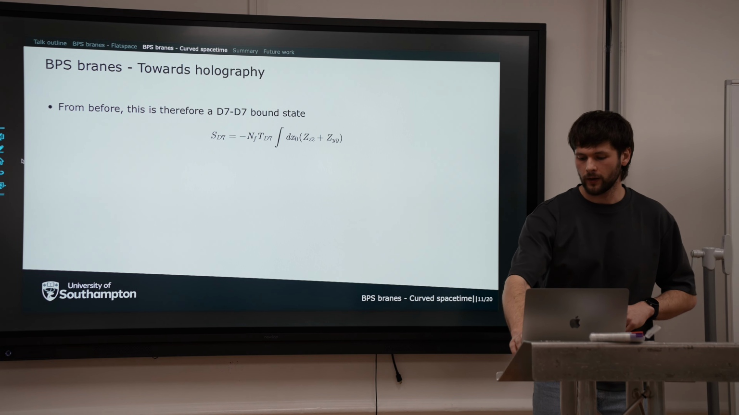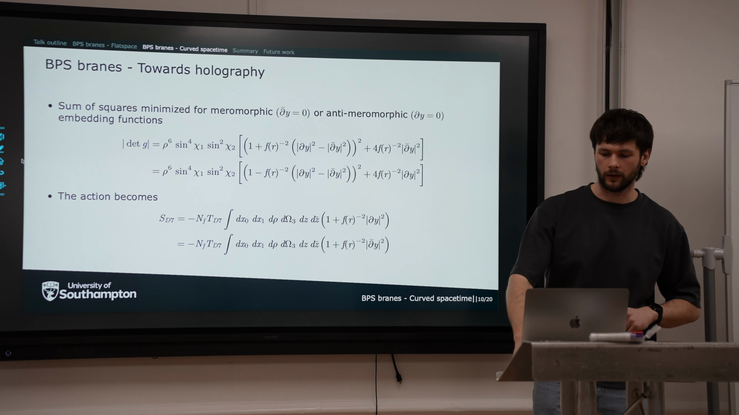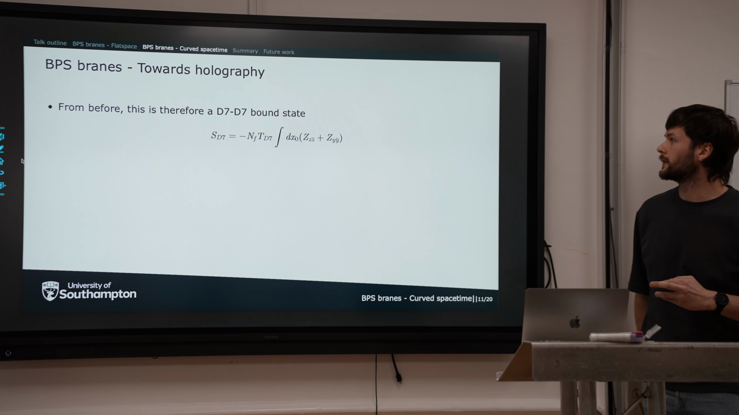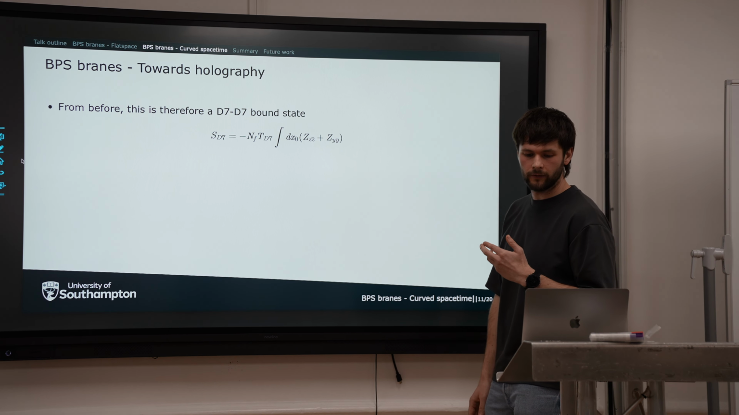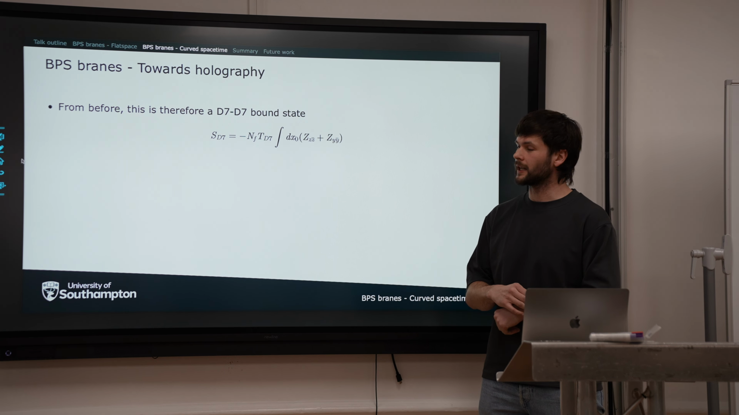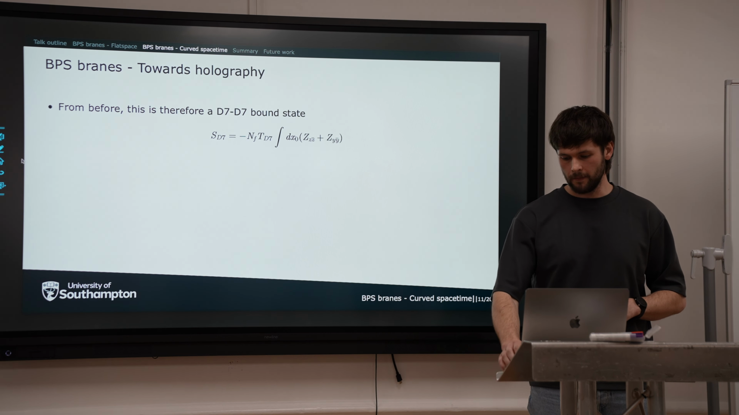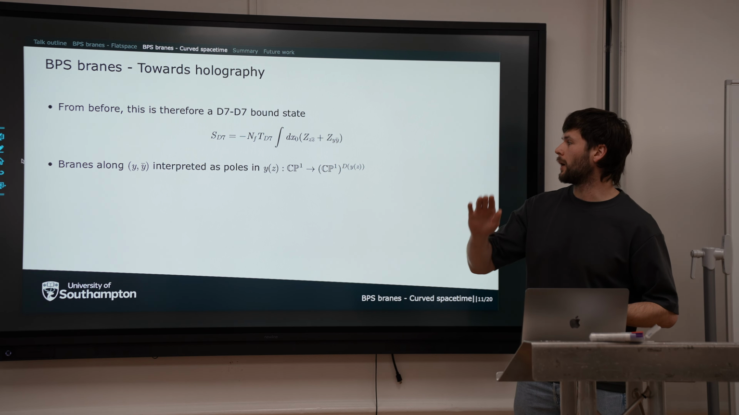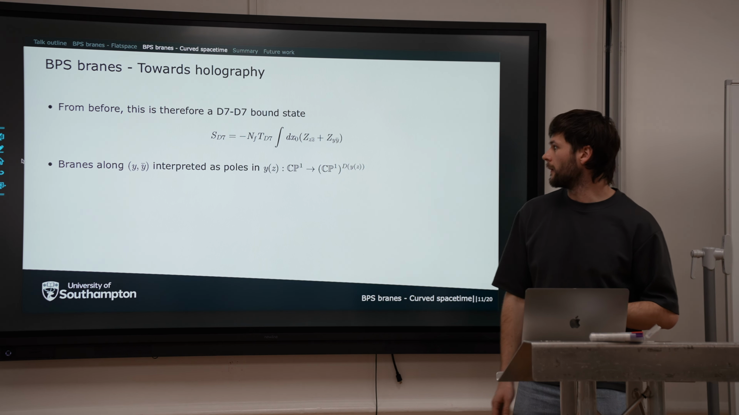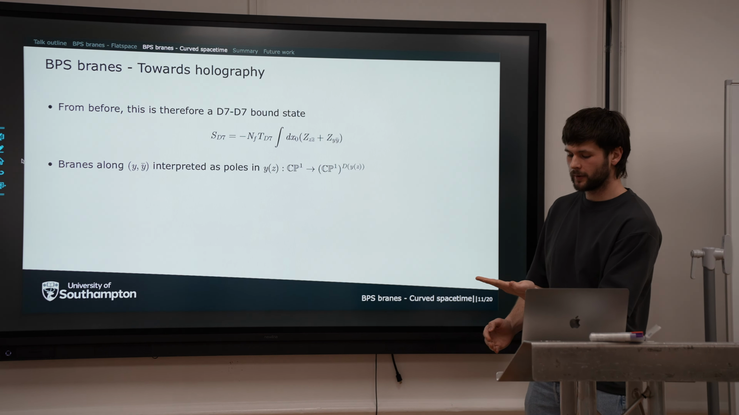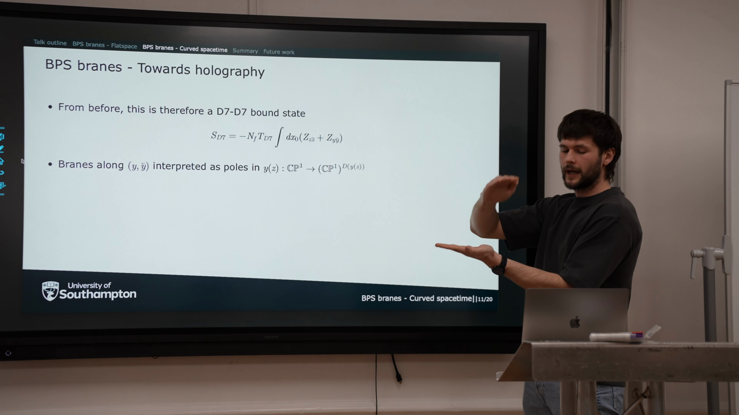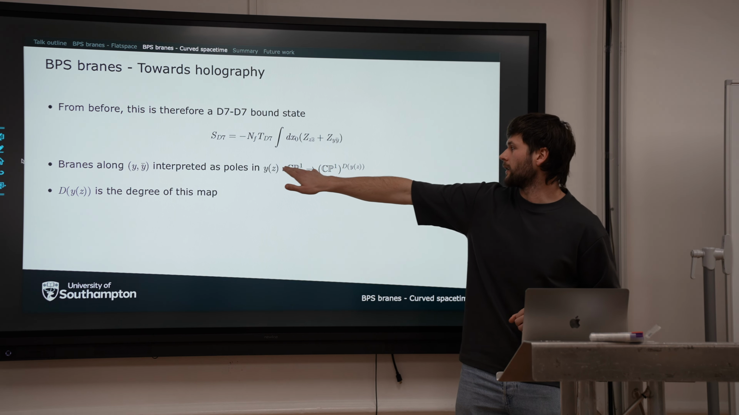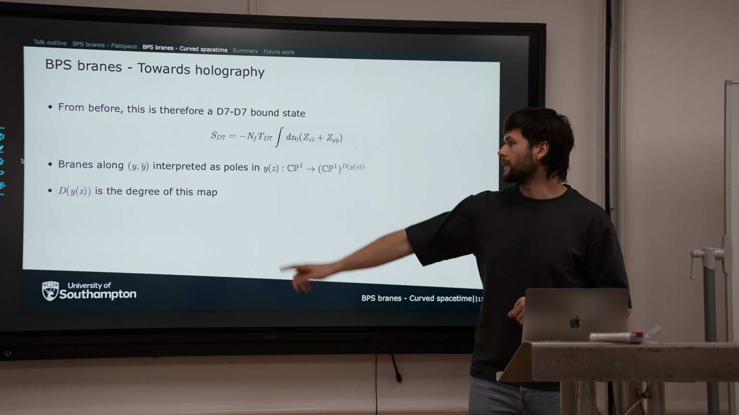And so these terms, the one and the term proportional to the derivative of the embedding function, are exactly just the central charges that one would expect from a D7 intersection. And so the interpretation of these types of embedding functions is simply a D7 bound state. And so branes along the y and y bar direction of this embedding function are interpreted as the branes that are extending along our initial N D7 branes. And so generically, this embedding function is given by a map between Riemann surfaces, where D here is the degree of this map.